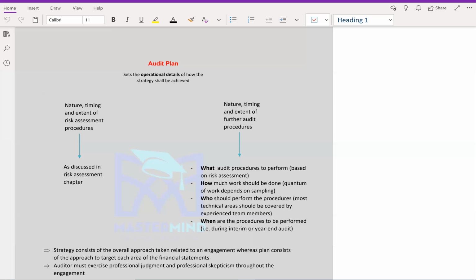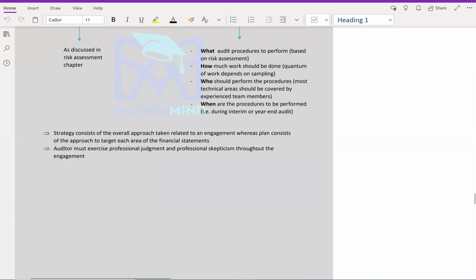Who should perform the procedures, or when are the procedures to be performed? Like I told you guys. Okay, so what, how, who, and when. Strategy consists of the overall approach taken related to an engagement, whereas the plan consists of the approach to target each area of the financial statements. So what does each area mean?